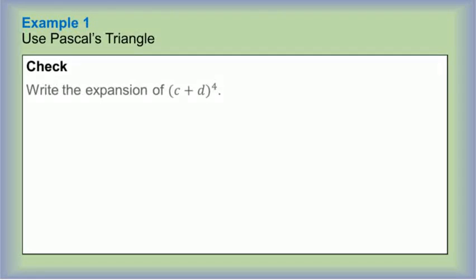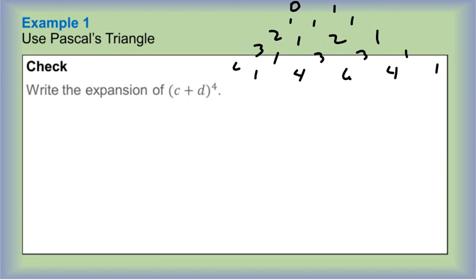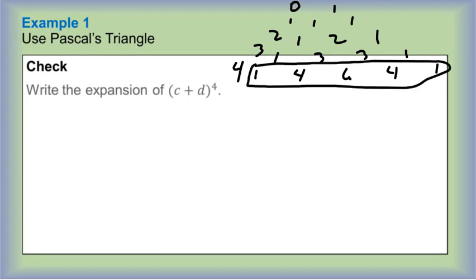Next, let's do this expansion here. So we have to use row 4. If we did it very quickly, this would be 1, 1, 1, 1, 2, 1, 1, 3, 3, 1, 1, 4, 6, 4, 1, so row 0, 1, 2, 3. So this is row 4. So these are our coefficients we're going to use.